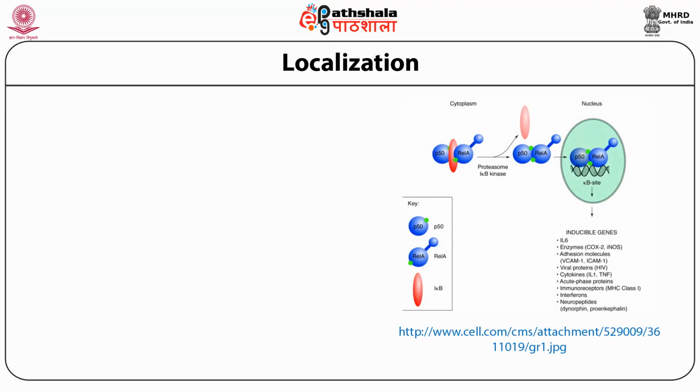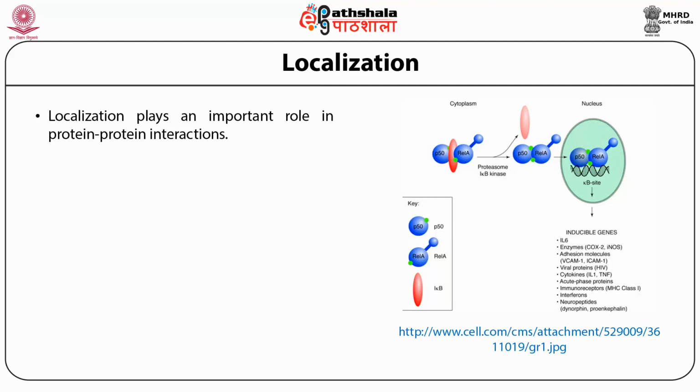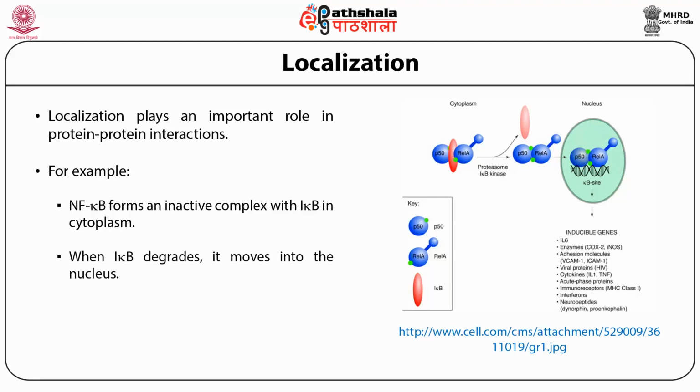The localization of the proteins also plays an important role in protein-protein interactions. If two proteins are not in the same place, obviously they cannot interact, right? So let's take an example of NF-kappa B. Remember, NF-kappa B can exist both in the cytoplasm as well as in the nucleus. In the cytoplasm, it is held in an inactive form because it forms a complex with I-kappa B. When the signal comes, I-kappa B is degraded and only then can NF-kappa B move into the nucleus to mediate its action. So the localization of the protein, where it is present, determines what kind of complex it will be forming.